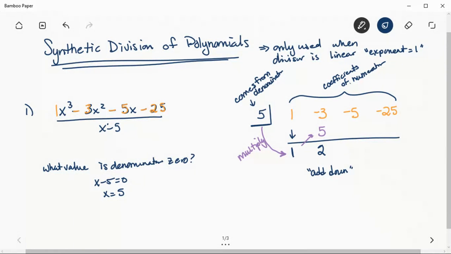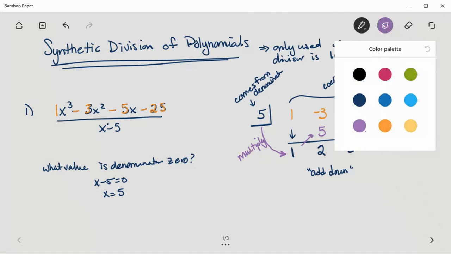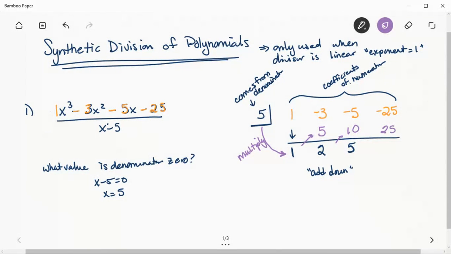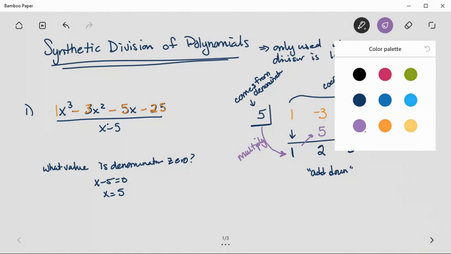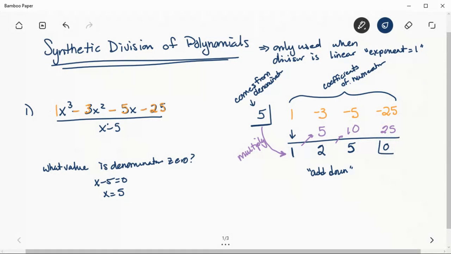Once we have done that step, we do it again. We take the positive 5, and now we multiply it by the 2. 5 times 2 is 10, and that value gets written underneath our -5. We add down. -5 plus 10 is a positive 5. And we start the process one last time to do 5 times 5, which is a positive 25. And we add down, and we know that -25 plus a positive 25 is actually going to be a 0.